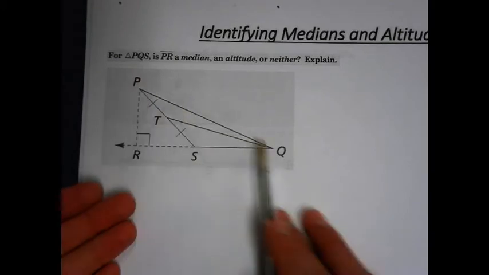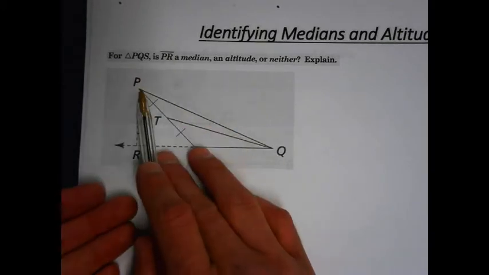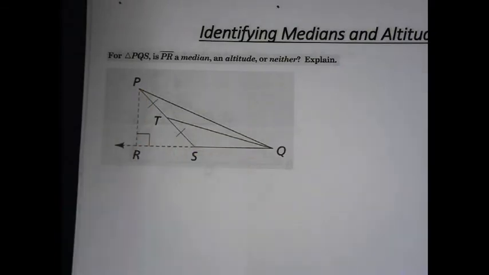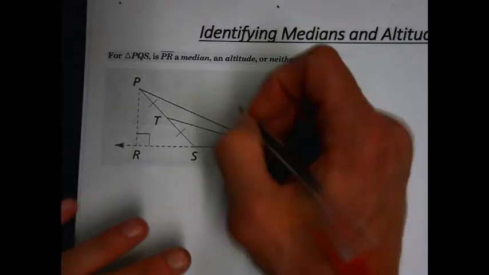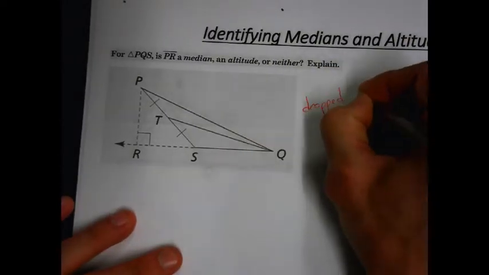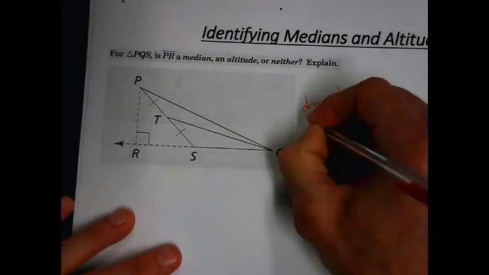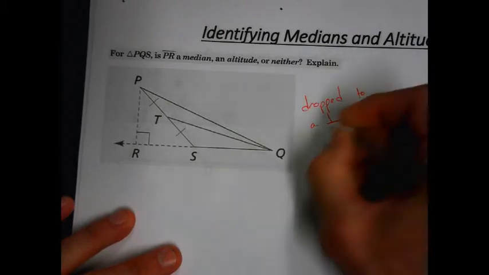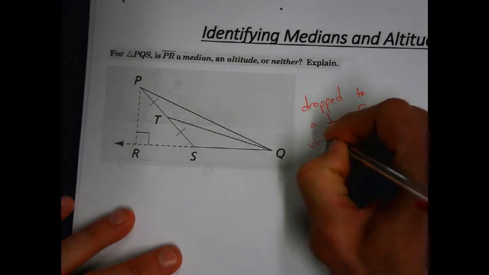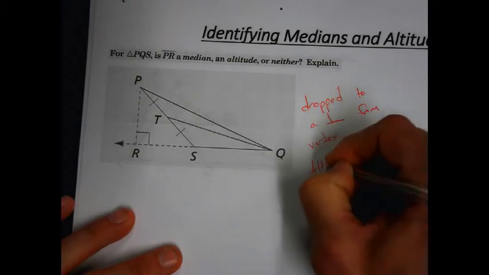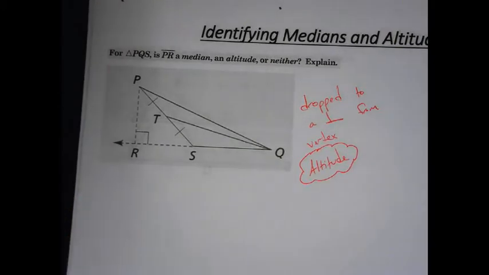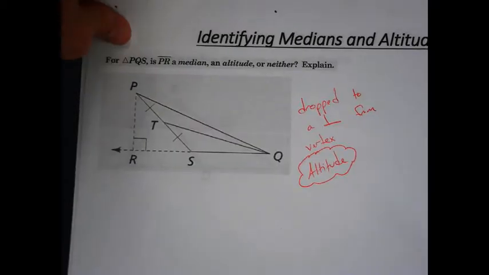Well, what's the deal with PR? PR is going from a vertex and it's being dropped to a perpendicular. I just gave it away, right? It's being dropped to a perpendicular from the vertex. That is the height, which is also known as altitude. Altitude would be the correct response. That's some vocabulary help right there. The whole big thing is vocabulary. So in this case, that's the altitude.